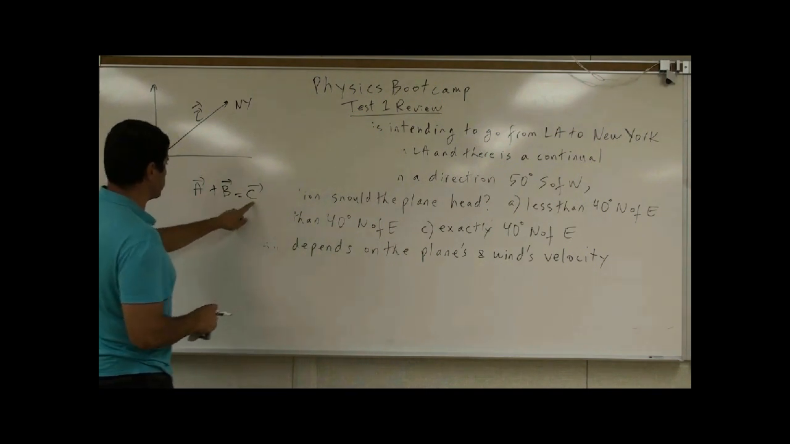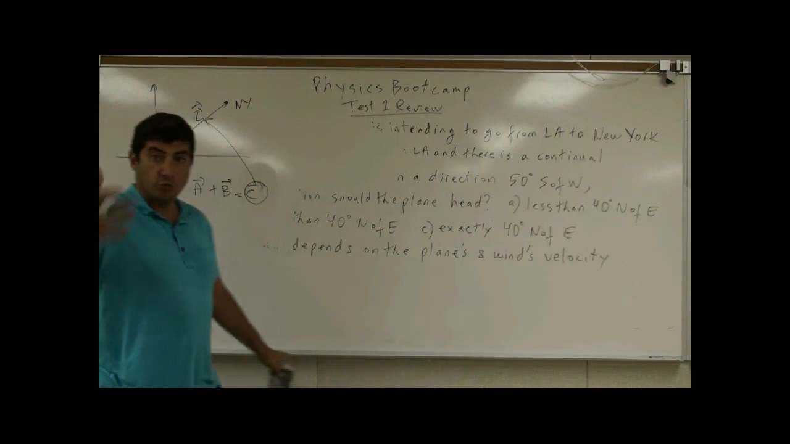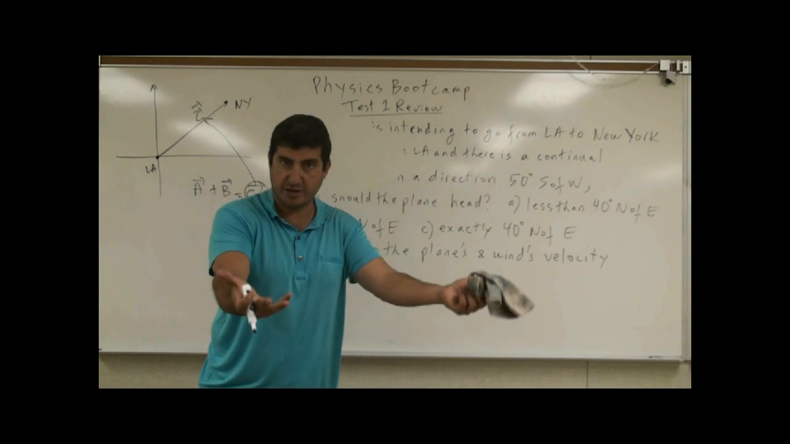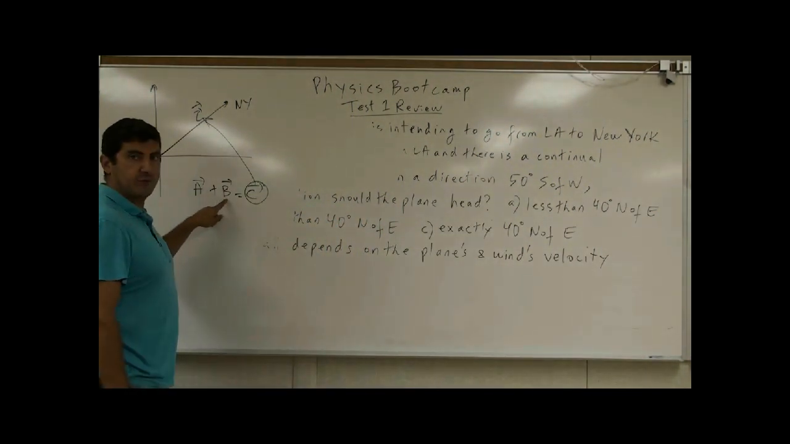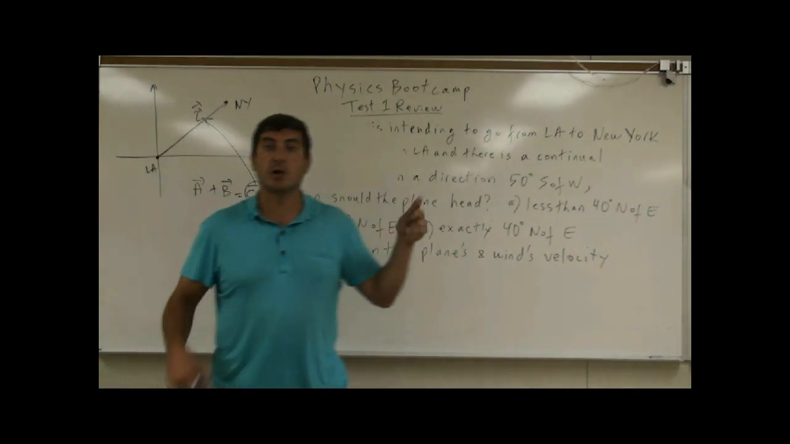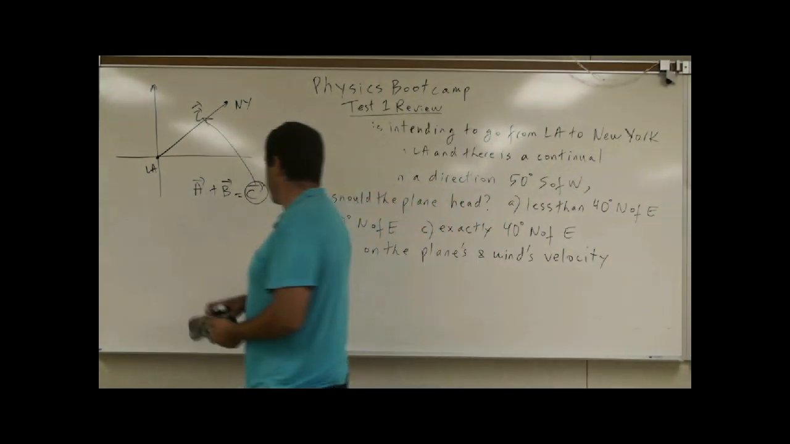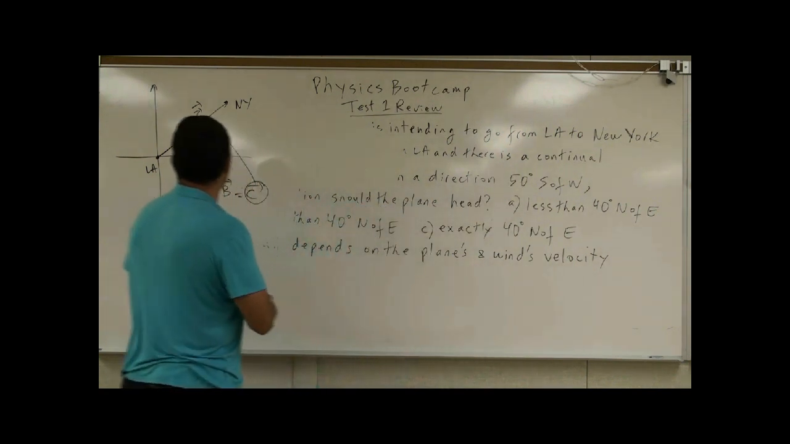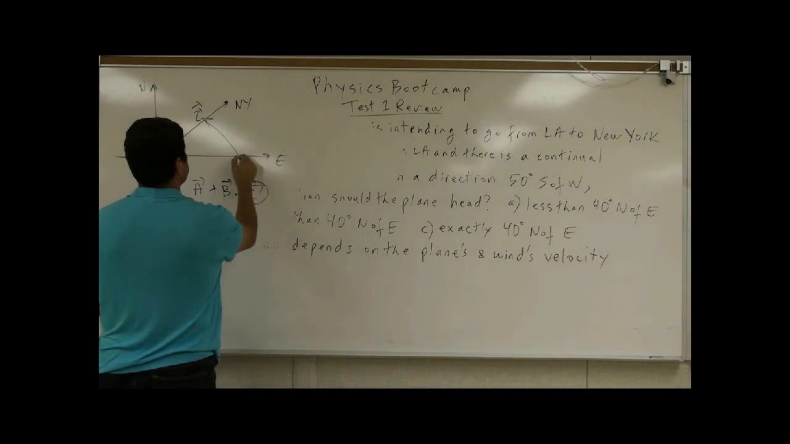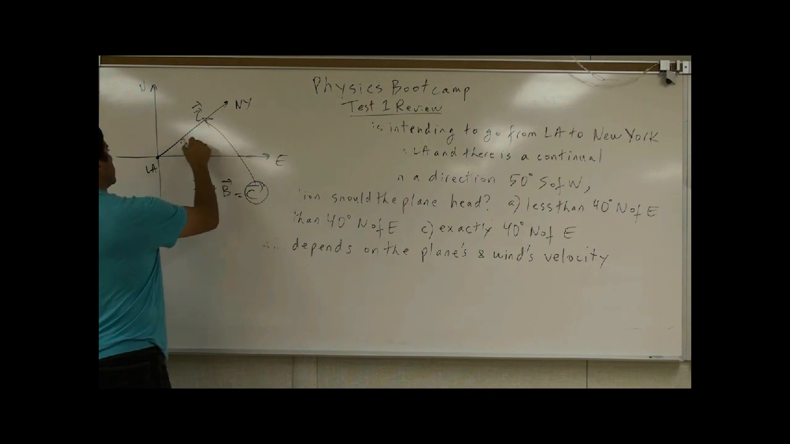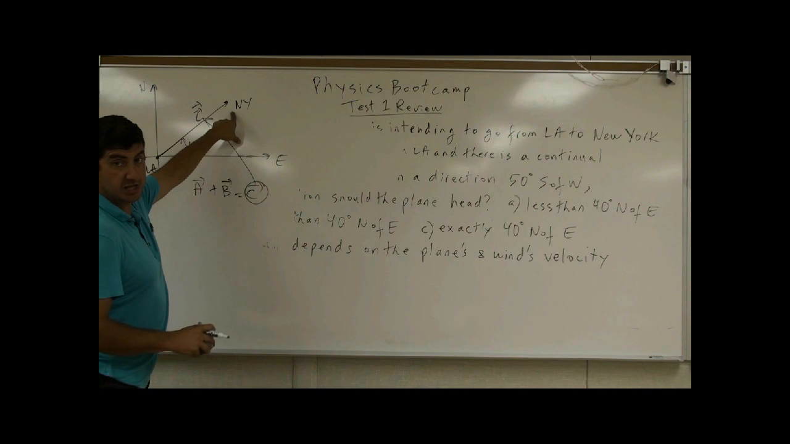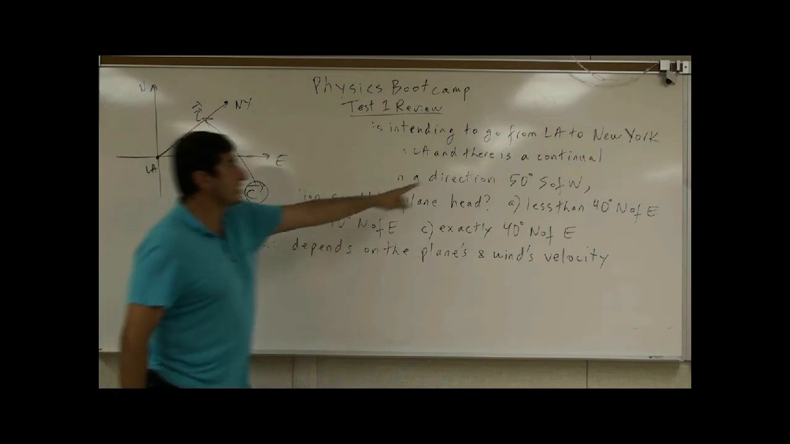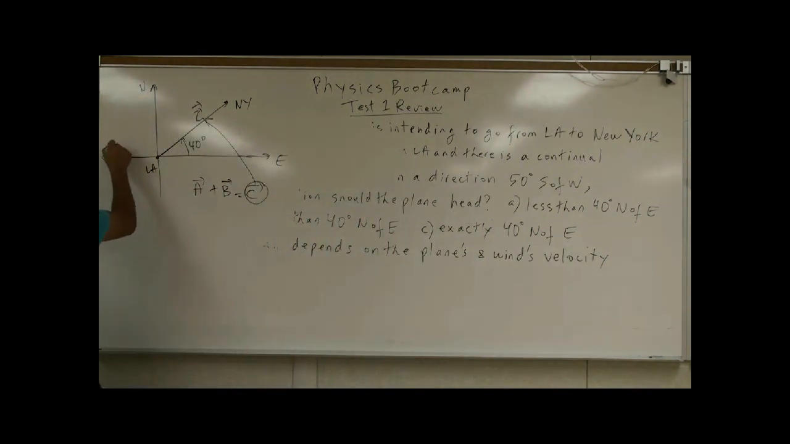C stands for where the plane wants to end up. It's the final effective displacement. B will stand for the wind's velocity. A will stand for what direction the airplane should head. The wind's velocity is 50 degrees south of west. So this is north, this is east. 40 degrees north of east is New York's position with respect to LA. 50 degrees south of west, what direction is that? Well, this is west. 50 degrees south of west must mean 50 degrees this way. So it's going to look like this. The wind's velocity is this way.